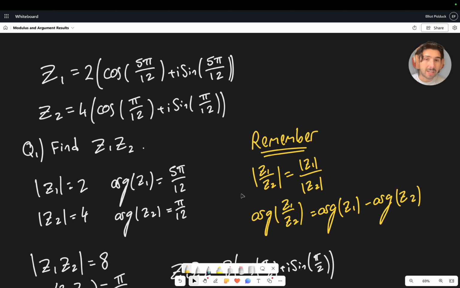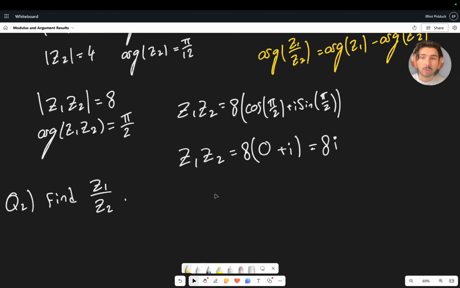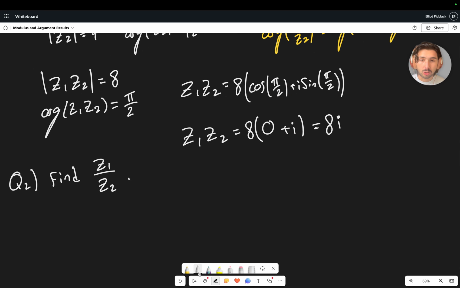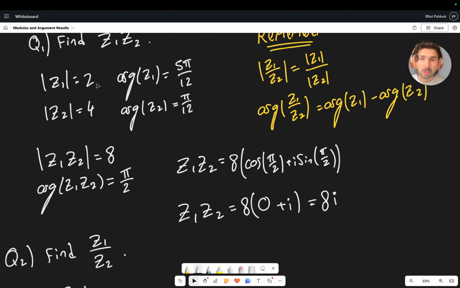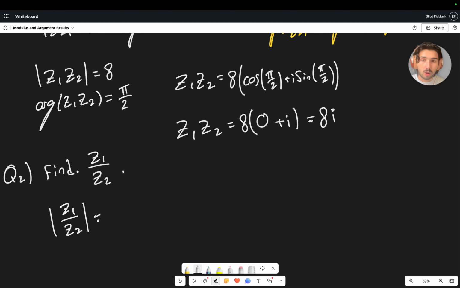So we're looking for z1 over z2. We need the modulus of z1 over z2. But to do that, we can just take the modulus of z1 and divide it by the modulus of z2. So the new modulus of this new complex number that we're creating, the modulus of z1 divided by z2, is just the modulus of z1 divided by the modulus of z2. And in this question, that's going to be 2 divided by 4, which is, of course, a half. So this is a half.